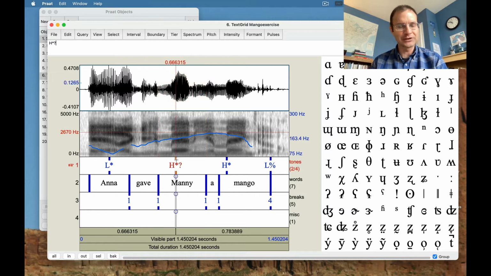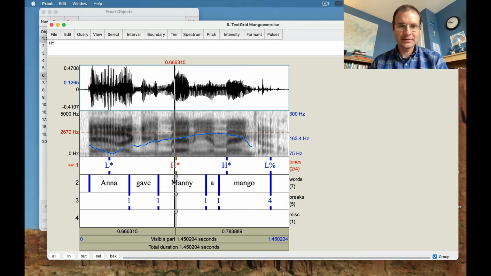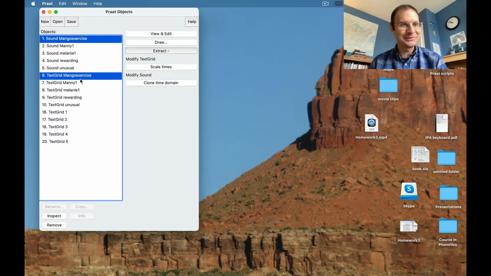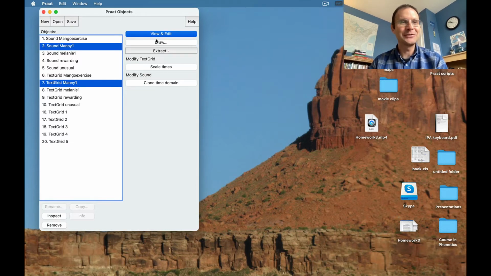That's all that question mark means, though, is that maybe, I'm not entirely sure, there is actually a pitch accent there. So if you see that again, that's all it represents. I guess I'll leave it out for now and just go with this. And I gave Manny a mango. And say, good job, random transcriber number 1. Let's move on to random transcriber number 2.